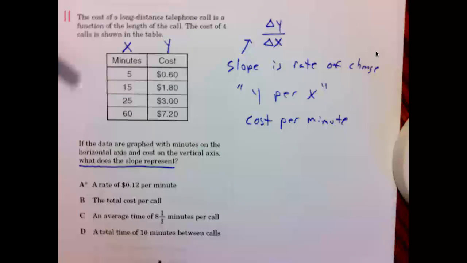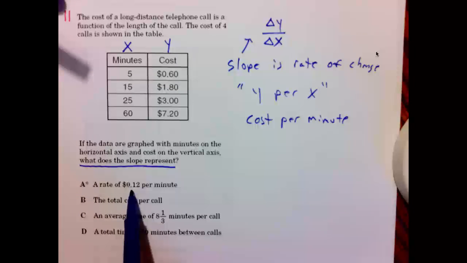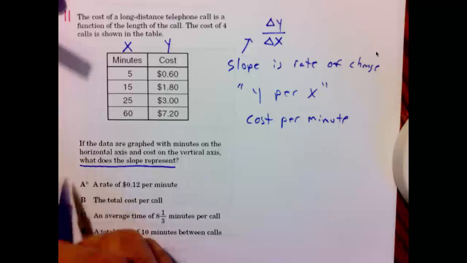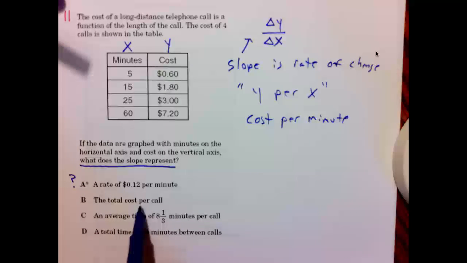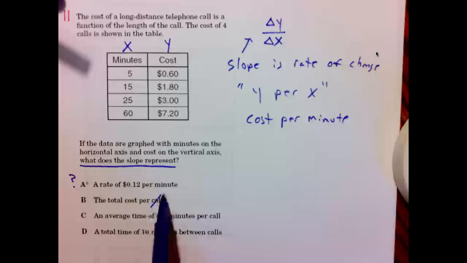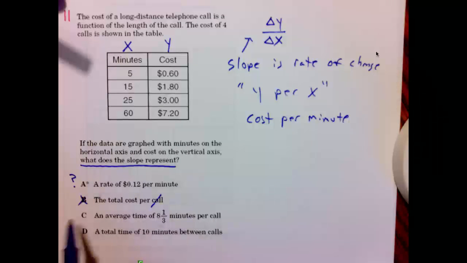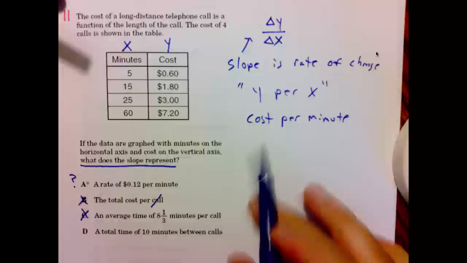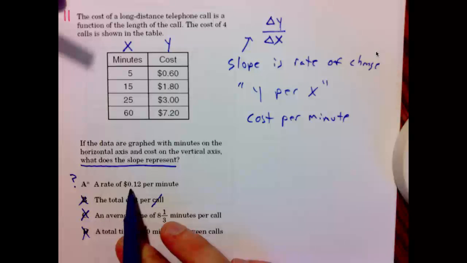Let's see if we can get down here and eliminate some incorrect ones. Well, A says a rate of 12 cents per minute. That's a cost per minute. Perhaps A is correct. B says the total cost per call. No, it's not per call. It's per minute. B is incorrect. C, an average time of 8 1/3 minutes per call. No, it's not an average time. It is a cost per minute. D, a total time of 10 minutes between calls. No, it is cost per minute.